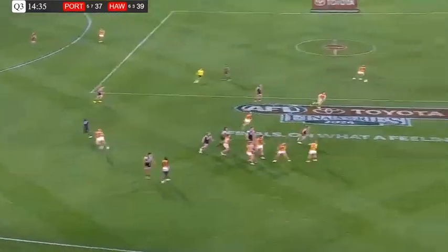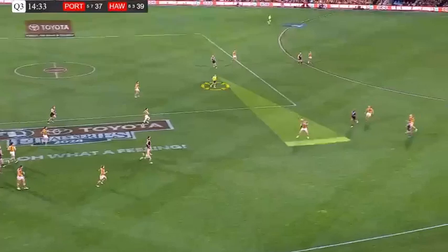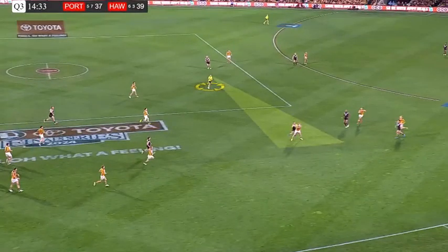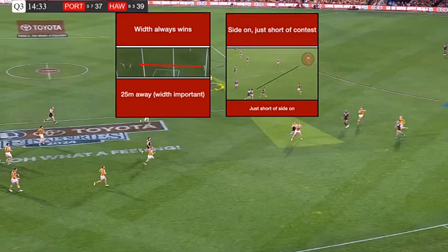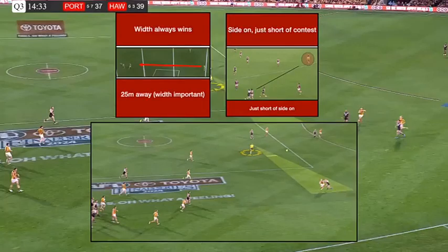Let's have a look at position. Great spot there. What did we talk about? Width always wins, 25 metres away. Perfect example. Side on, just short of the contest. That gives us the best spot for us to adjudicate from. Width always wins, side on just short of contest, forward observation.